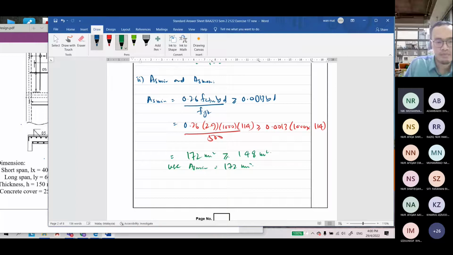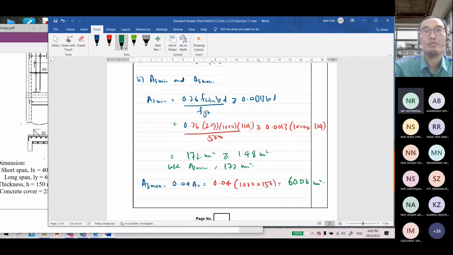So for As maximum, you can use 0.04 Ac, which is equal to, you can directly go 0.04 times 1000 times 150. Don't waste your time writing down all the equations. What is the answer now? 6,000 millimeter square. Thank you.